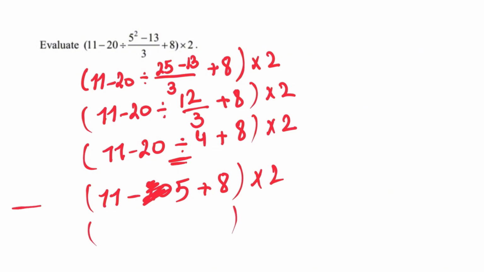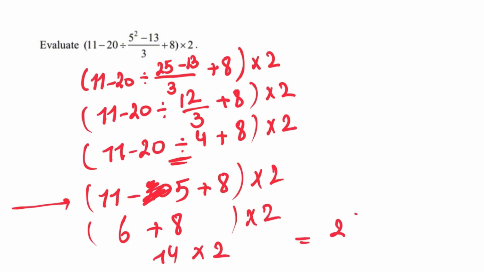So we said we start from left to right. So what is the first operation? Subtraction. So we start with it. 11 minus 5 is 6. Then plus 8 multiplied by 2. Now what is inside the parentheses? It is 14 multiplied by 2 equals 28. I hope you solved it correctly.